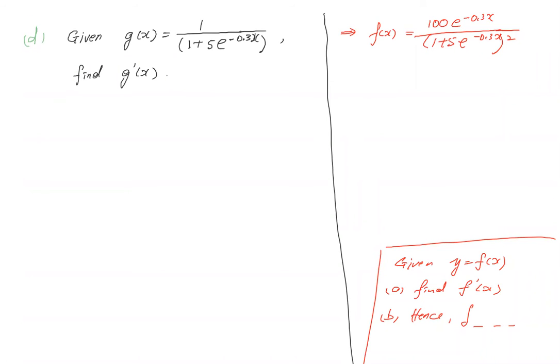Can someone give me some suggestion? What rule to use? I don't know the name of the rule. Oh, you can't name it, but you know what to do. Can you please do it now? So the moment I see on top is a number, I will write it like that. Okay, so you can start to find your g prime x.